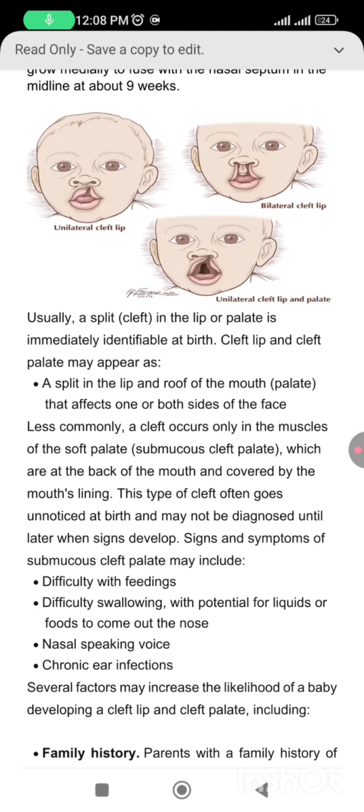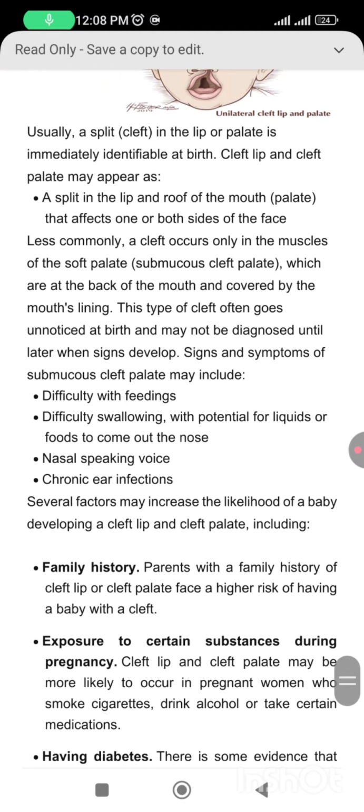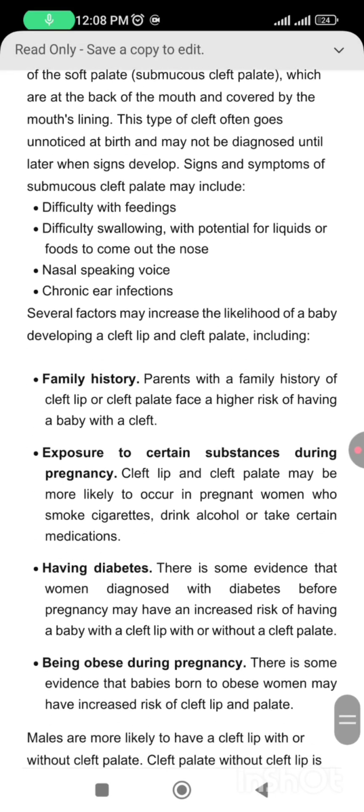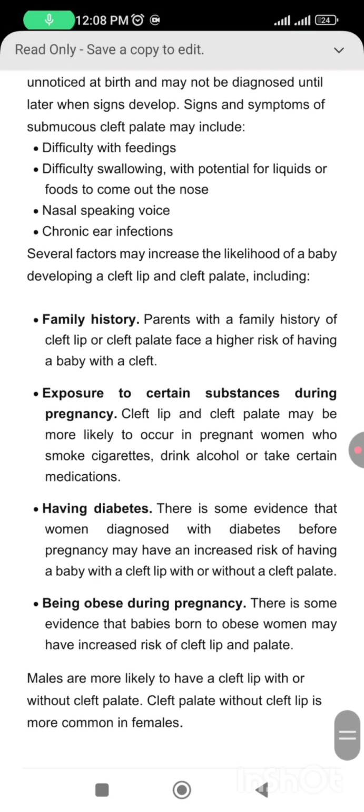Several factors may increase the likelihood of a baby developing a cleft lip and cleft palate, including family history of the parent, exposure to certain substances during pregnancy, for example, cigarette smoke, alcohol, or certain medications, and having diabetes. There is some evidence that females diagnosed with diabetes before pregnancy may have an increased risk of having a baby with a cleft lip, with or without a cleft palate.